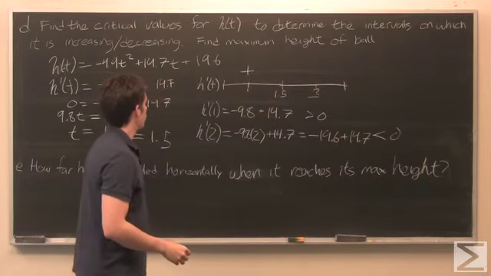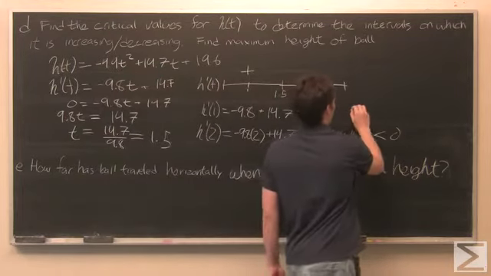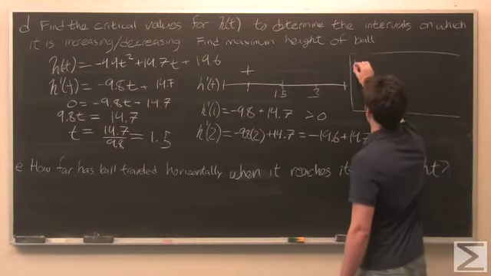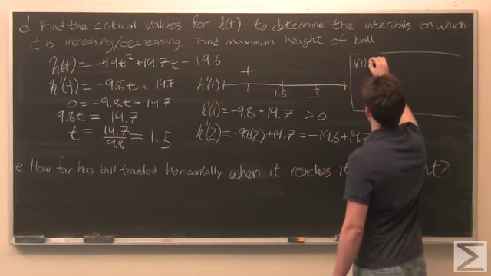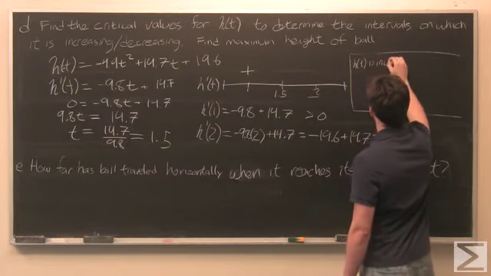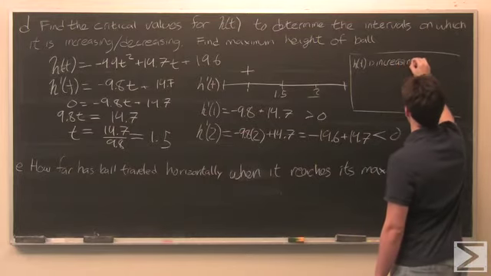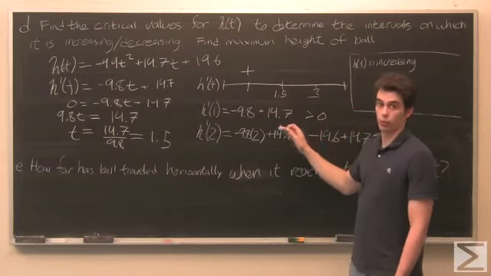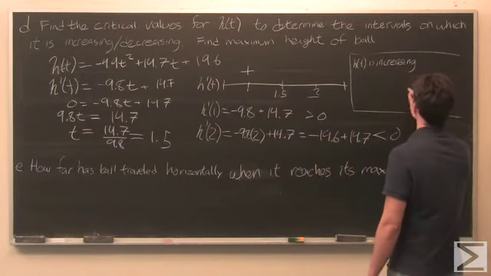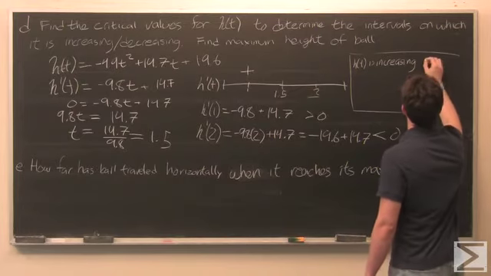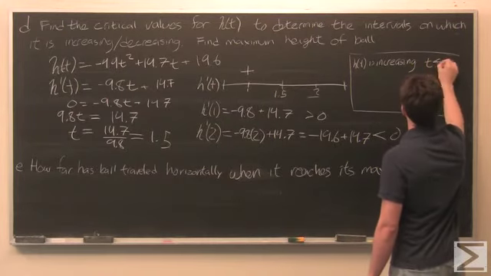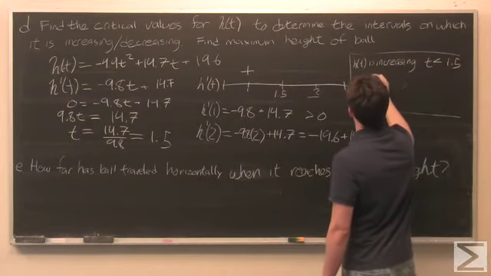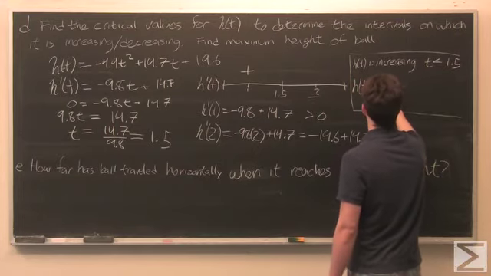Okay, so let's just write out what the intervals are in which h of t is increasing and decreasing. So h of t is increasing. It may be tempting to say that this is from negative infinity to 1.5, but we're only concerned with values of t that are positive, because we're not traveling back in time. So t is less than 1.5. And then h of t is decreasing after that time.